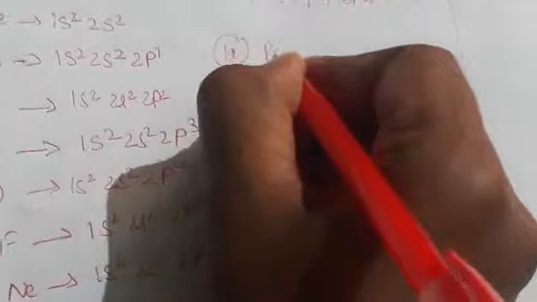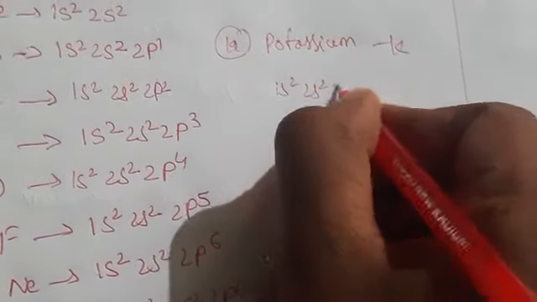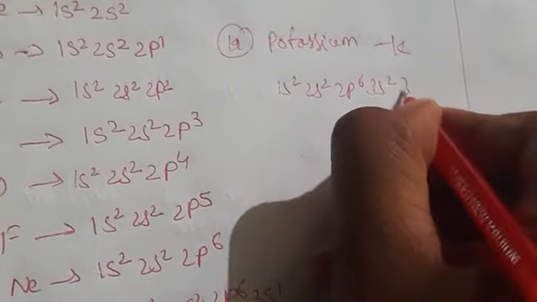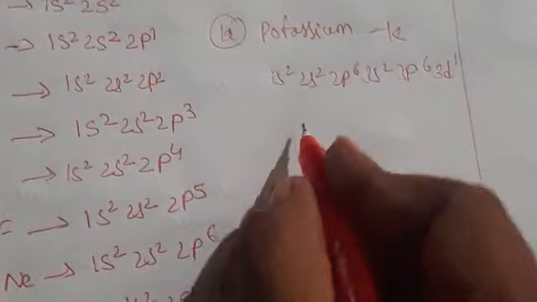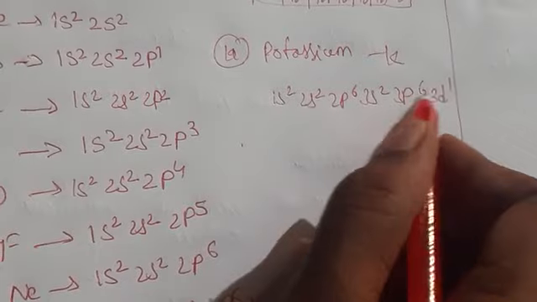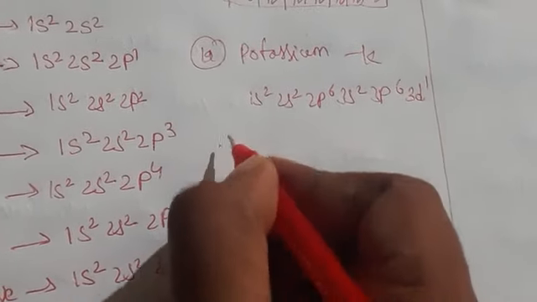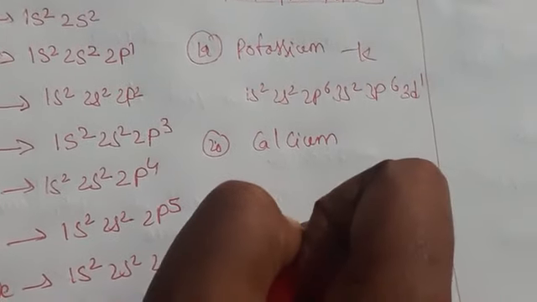And coming to the next one, the 19th one. What is the 19th one? Potassium. The symbol is K. So you have the electronic configuration 1s2, 2s2, 2p6, 3s2, 3p6, 3d1. And coming to here, 20 is nothing but calcium. So calcium has atomic number how much?